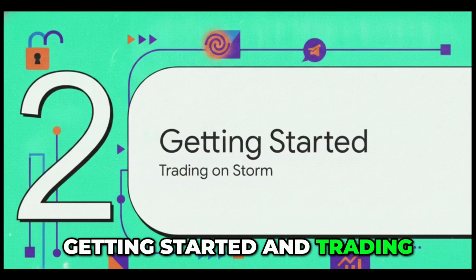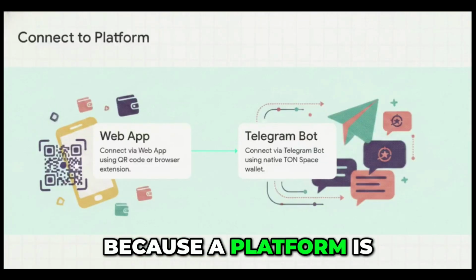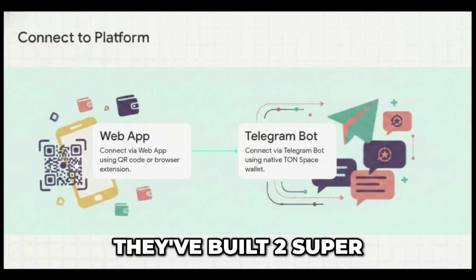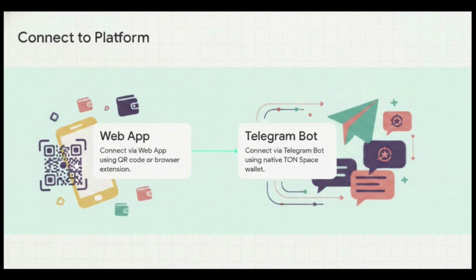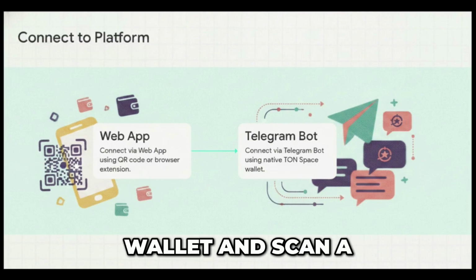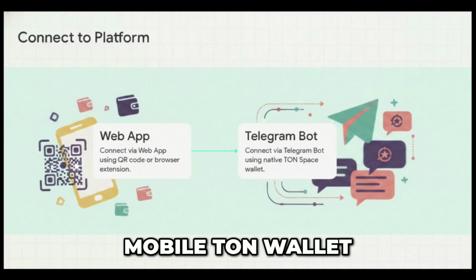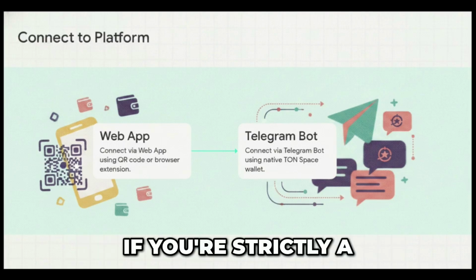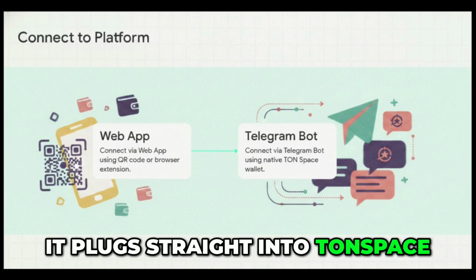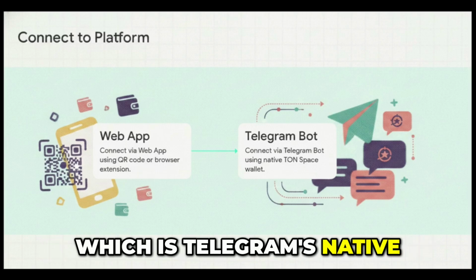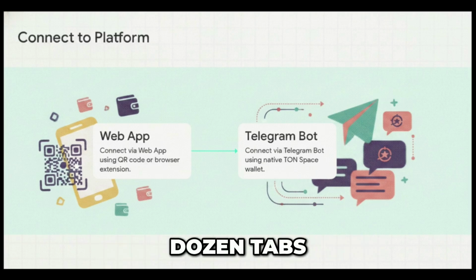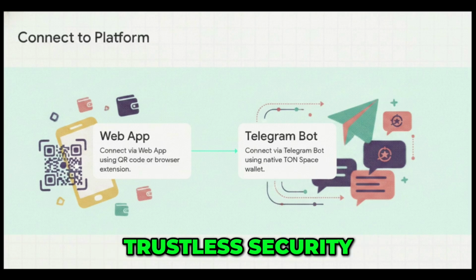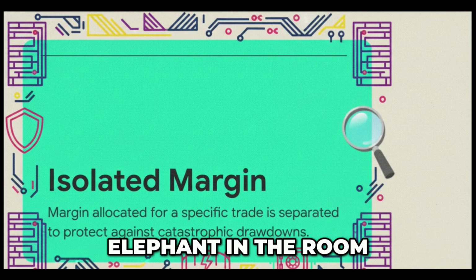Section 2. Getting started and trading. Because a platform is only as good as its UX, they've built 2 super easy paths to get you connected. We're talking minutes from discovering the app to placing your first trade. If you're sitting at your desk, you just hit Connect Wallet and scan a QR code with your mobile TON wallet, something like TON Keeper. Or if you're strictly a Telegram bot user, it plugs straight into TON Space, which is Telegram's native wallet. No annoying middlemen, no copying and pasting seed phrases across a dozen tabs. Just pure, trustless security.